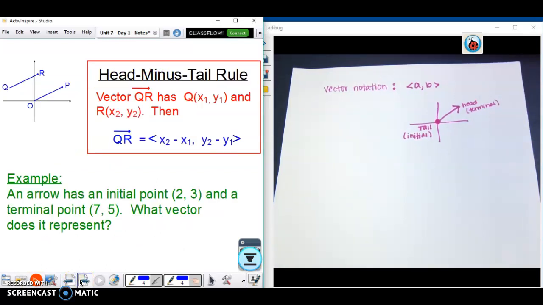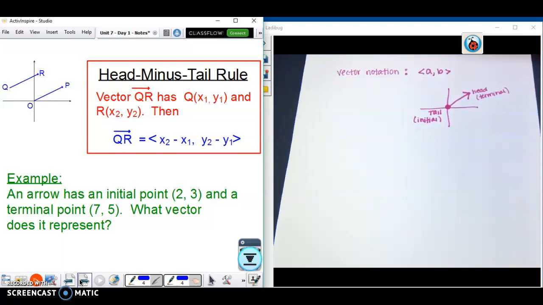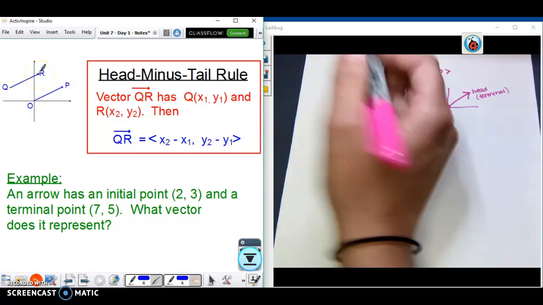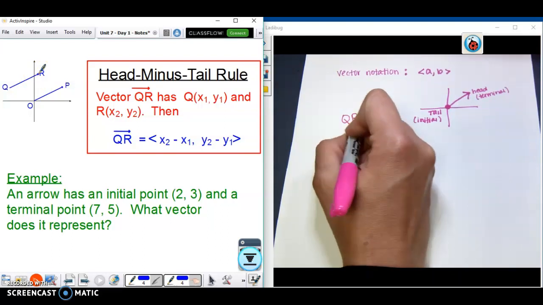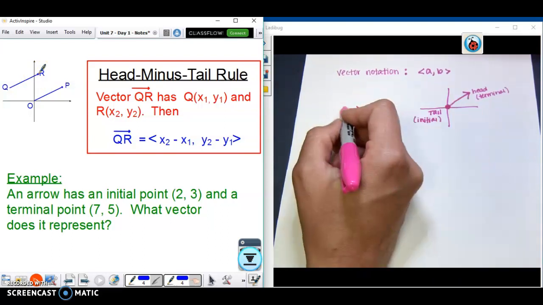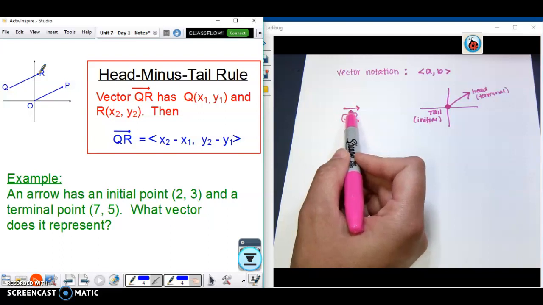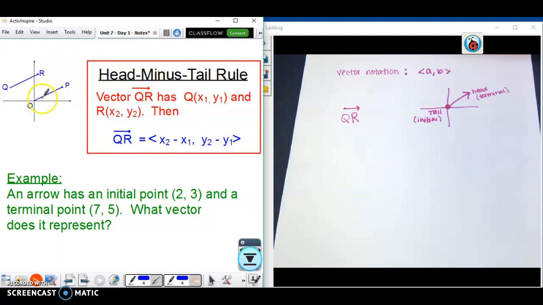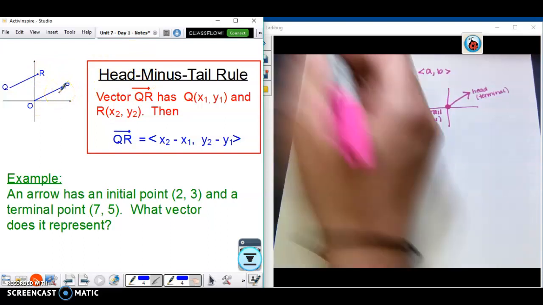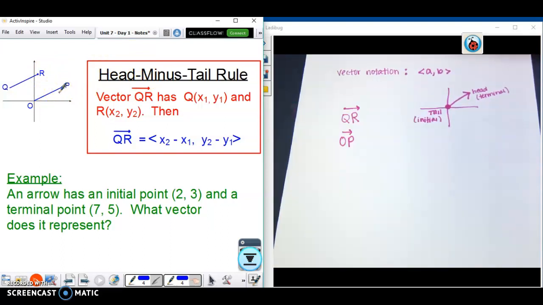So there's this head minus tail rule that helps you figure out where a vector is. On this picture up here, we have two different vectors. We have vector QR. As you can see from that picture, the Q here is our tail, and our R is our head. When you name these, when it says QR, pretty much you're drawing the vector on top. So the tail of the vector starts at Q and then goes to the head of the vector. Same thing, if we want to do OP, it would look like OP with a vector on top.